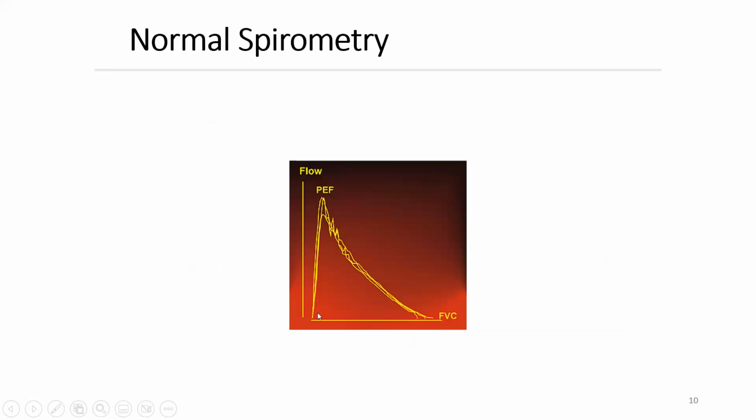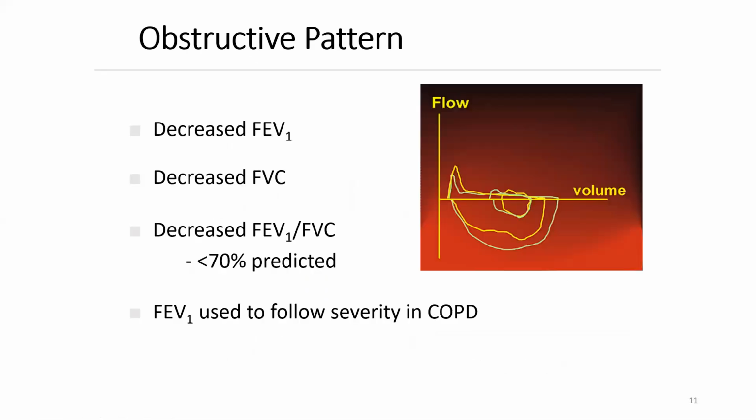This is the normal spirometry. This is the inspiration, and this is the expiration. This is called the flow volume loop. The flow volume loop is very important when we encounter an obstructive pattern. We need to differentiate if it is related to the upper airway, like the trachea or whatsoever, and the smaller airways or the lung parenchyma.